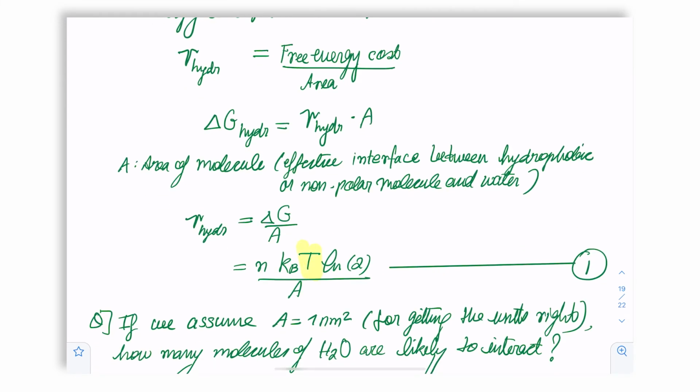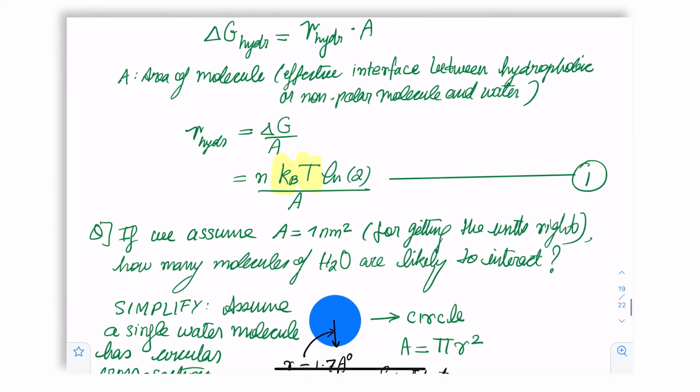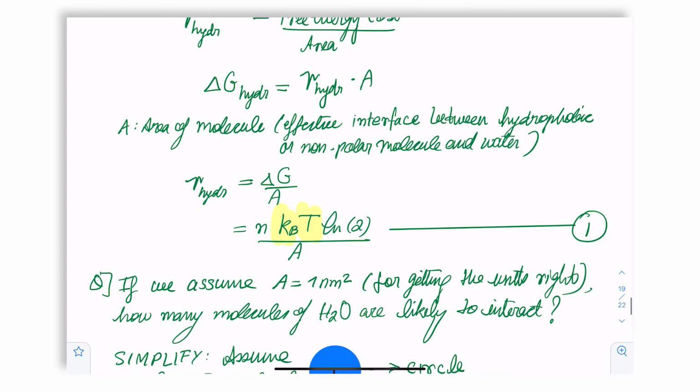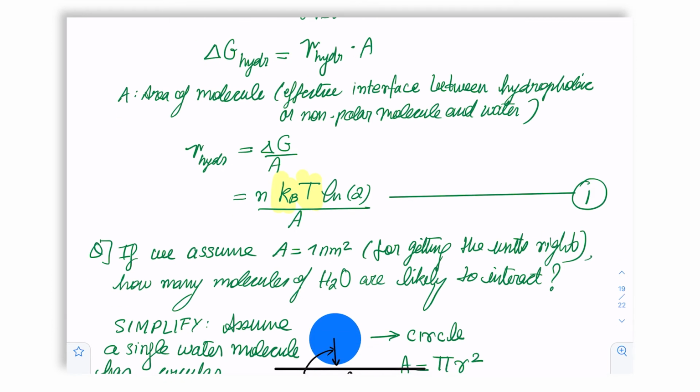And kBT we combine into one term and divide by area. And this is very exciting because now we can do some sums. We can do some arithmetic to get an idea of how much this energetic cost of adding a molecule into water actually is. In order to do that, we want to make some simplifications. We assume that area is 1 nanometer square. A is equal to 1 nanometer square. And we then ask how many water molecules are likely to interact for a 1 nanometer square area of interface, right? Effective interface area, that's what we call it.